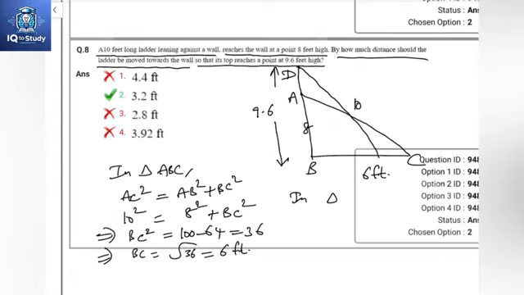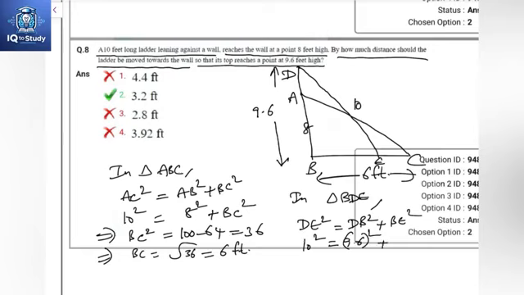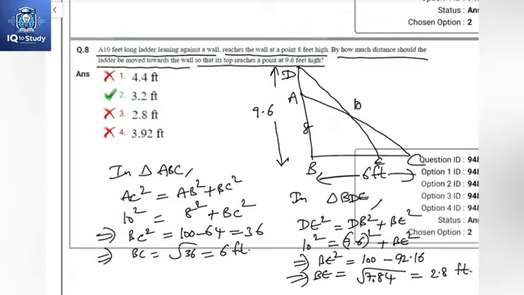Now in triangle BDE, DE square is equal to DB square plus BE square. We know that DE is equal to 10. So 10 square is equal to BD, whose value is equal to 9.6. So 9.6 whole square plus BE square. That implies BE square is equal to 100 minus 92.16, which implies BE is equal to square root of 7.84, which is equal to 2.8 feet.